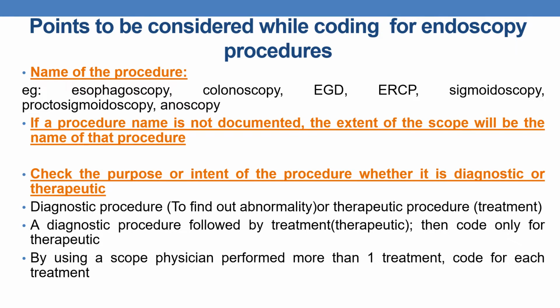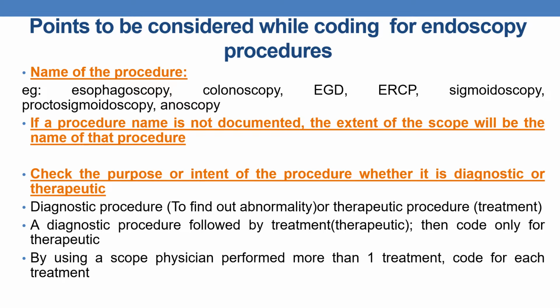Next thing is you need to check the purpose or the intent of the procedure. Majorly there can be two types. It can be diagnostic or therapeutic. Diagnostic is for preventive purposes and therapeutic is to treat a particular disease or disorder, a diseased state. So you need to check the purpose or intent of the procedure: a diagnostic procedure to find out the abnormality, or a therapeutic procedure in order to treat a particular abnormality.